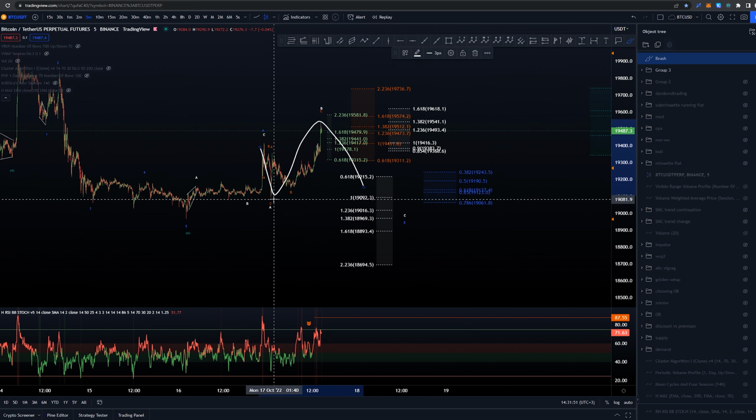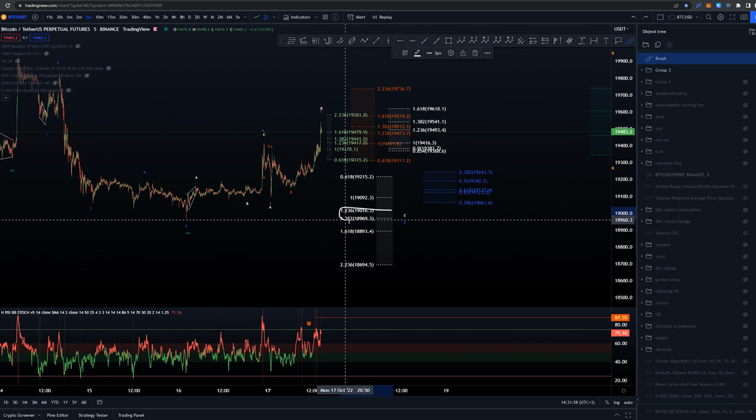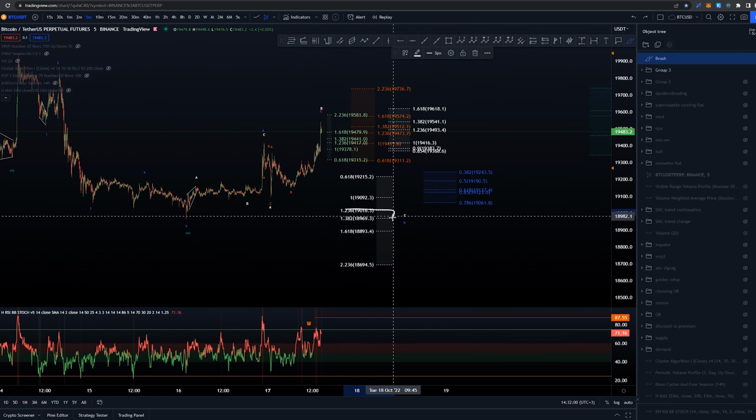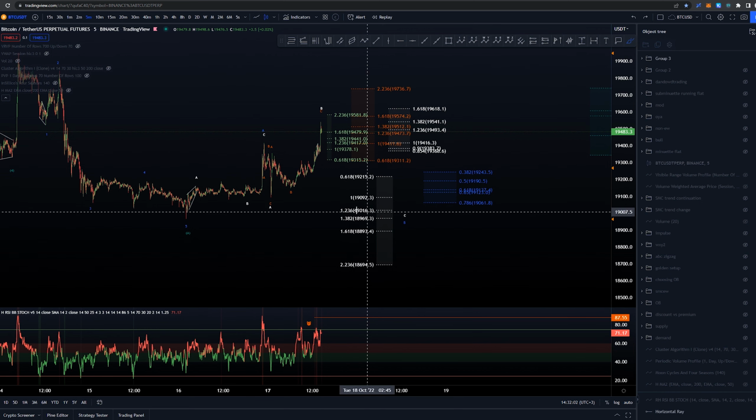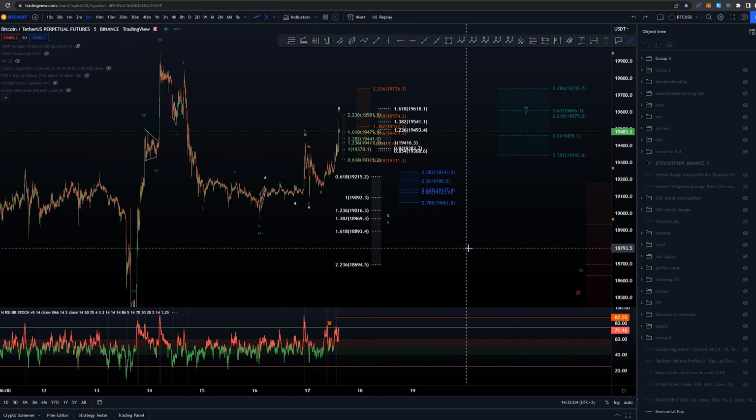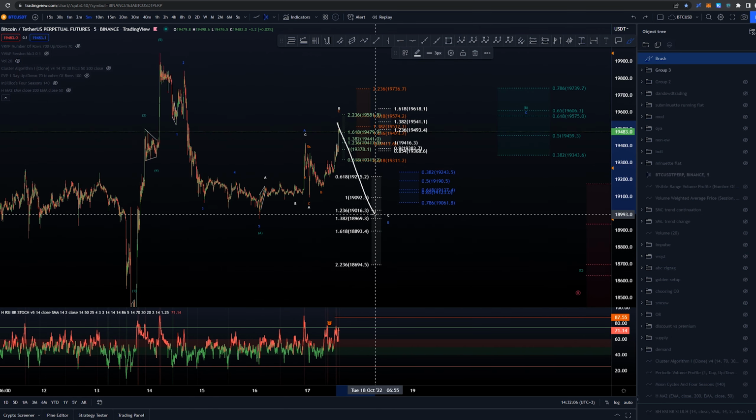Definitely the targets would be around here, taking out the wave A lows here around the 1.618, 1.236 and the 1.382, which would lie around 19k. At that point again, we would be looking for this as a 5-wave structure, because this is again a 5-wave structure for that C wave. So overall, this would be an A, B, C.